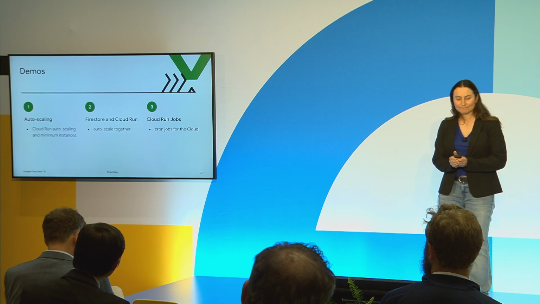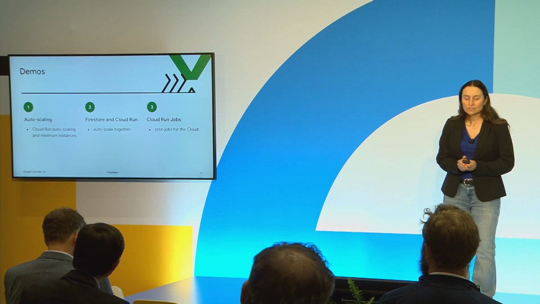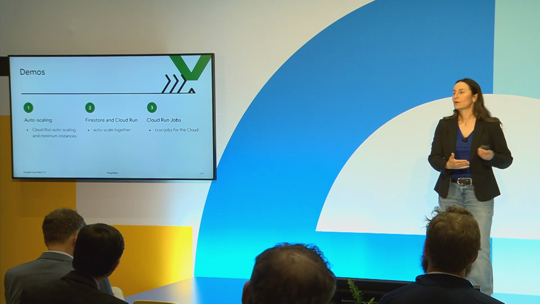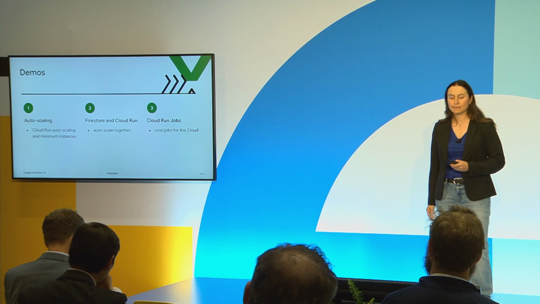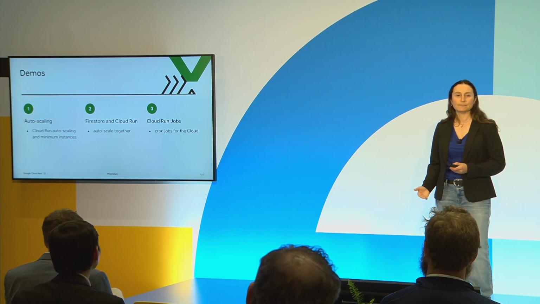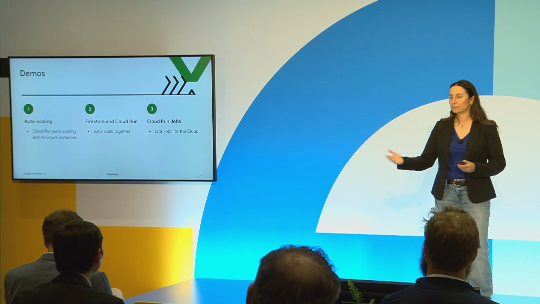All right, so demos. The first demo you're going to see is how Cloud Run does automatic auto-scaling, and also you'll see minimum instances. Then you'll see how Cloud Run and Firestore, the NoSQL database, work great together with auto-scaling. And then lastly, you'll see Cloud Run jobs. Let's say you just have a task or a job you want to run. You don't need to handle HTTP requests. You just want to run a task or a job. You'll see how you can do that with Cloud Run jobs.